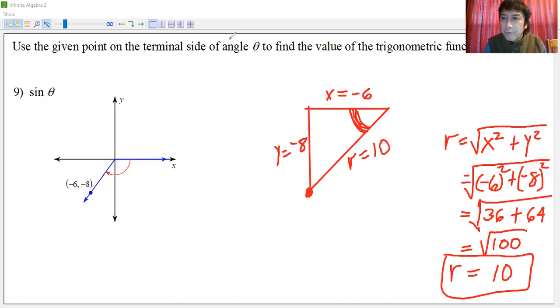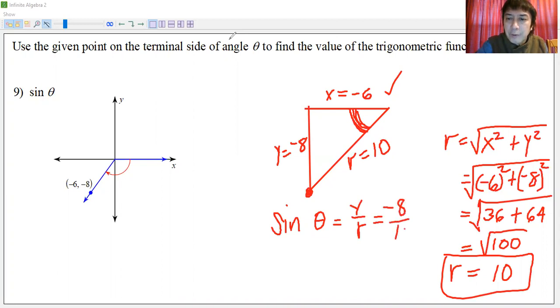Now, we need r for the sine function. Sine function will involve the y, which is the opposite side in this triangle that we have here, okay? This is our triangle, and y is the opposite side. 6 is the adjacent side. R is our hypotenuse. So our sine of this angle, let's call it theta, is y over r. And our y happens to be negative, so -8 over 10. There. So this is our sine of theta.